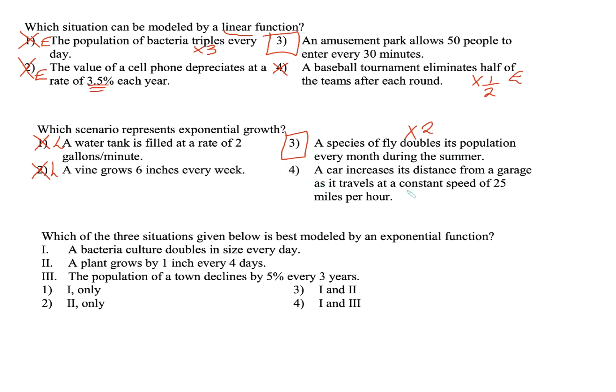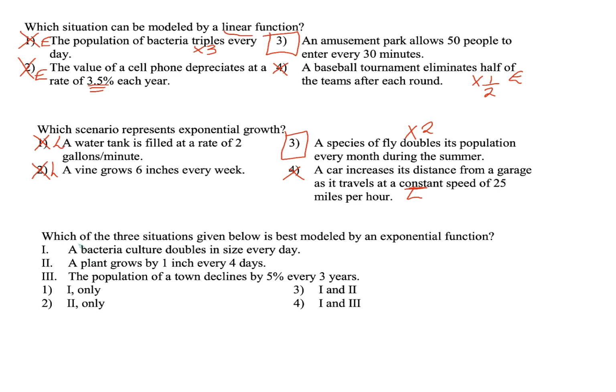Number 4 will be considered linear because it states that a car increases its distance from a garage as it travels at a constant, and that's our keyword, constant speed of 25 miles per hour. So every hour it travels 25 miles.